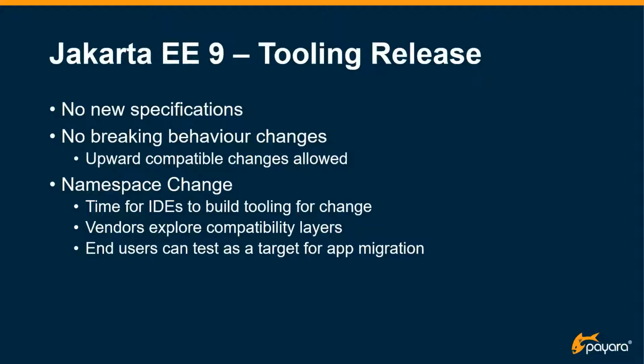Similarly, it gives vendors like Payara an opportunity to explore how we also help end users and developers move across the namespaces and make their transition as smooth as possible. We can explore compatibility layers, and collaborate with other vendors on how we can build compatibility layers to support old applications running on Jakarta EE 9. Finally, end users and developers can start taking these APIs, testing, and moving their applications onto the new namespace, knowing that none of the behavior has changed. So any problems they encounter will likely be only due to the namespace, and potentially support for that namespace change within their tools.